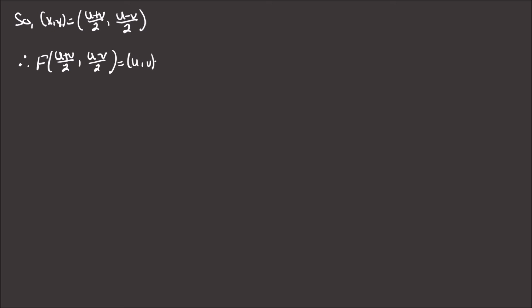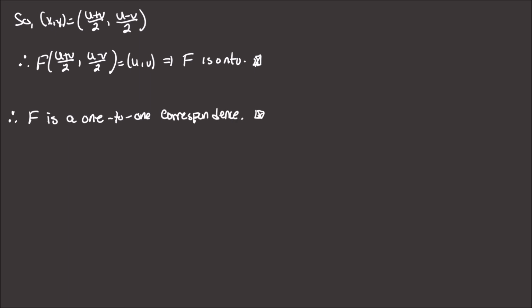So we have found that (x, y) is equal to ((u + v)/2, (u - v)/2). Right, so therefore f of ((u + v)/2, (u - v)/2) is equal to (u, v), which means f is onto. Therefore, our overall conclusion: f is a one-to-one correspondence. And the overall proof is complete.